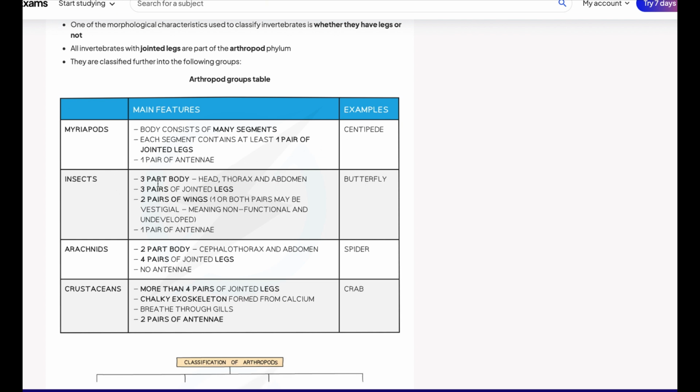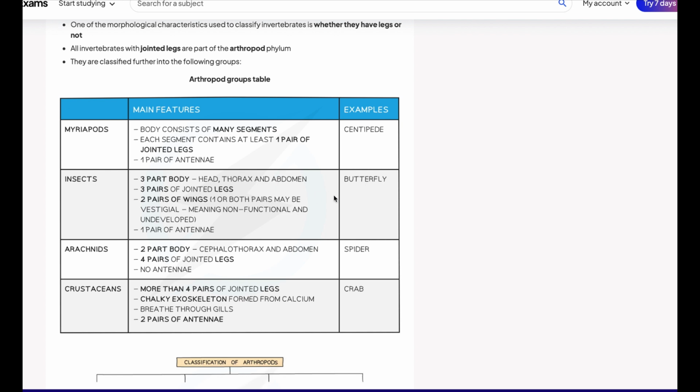Number 2, we talk about the insects. Now, the insect, they have a 3-part body. They have the head, the thorax, and the abdomen. They have 3 pairs of jointed legs. They have 2 pairs of wings, or both pairs may be vestigial. Then they have 1 pair of antenna. A good example is butterfly. They have antenna in their head, for signal, for direction, and for everything.